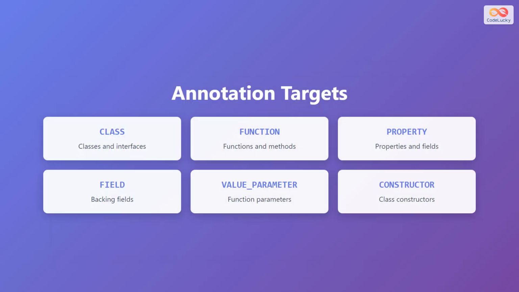When creating custom annotations, you need to specify valid targets using the @Target meta-annotation. Let's review the most common annotation targets available in Kotlin. Class allows the annotation to be applied to classes and interfaces. Function is for functions and methods. Property targets properties in classes. Field specifically targets backing fields. Value_parameter is used for function parameters. And constructor allows annotations on class constructors. By specifying the appropriate targets, you ensure that your annotations can only be applied where they make sense, preventing misuse and making your code more maintainable.